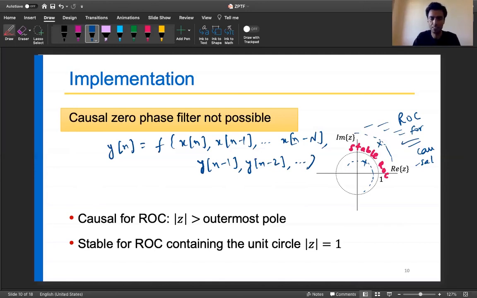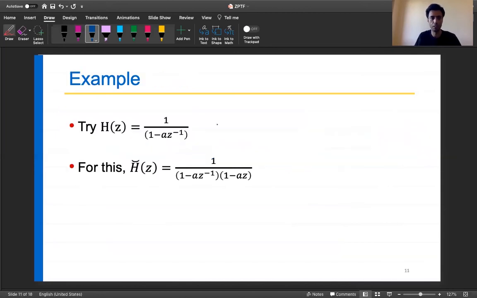Let us see some examples so that you are more clear, that causal implementation is not possible. Let us say my H(z) is 1 upon 1 minus a z inverse, right? Just one pole at a. And my H hat(z), the symmetric zero phase transfer function of this, will be 1 upon (1 minus a z inverse) times 1 upon (1 minus a z). So this has a pole at a, this has a pole at a inverse, or 1 upon a.